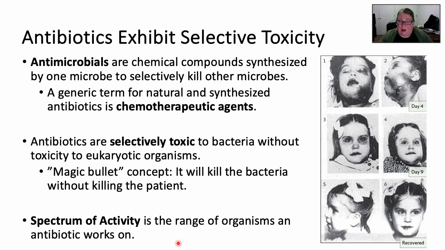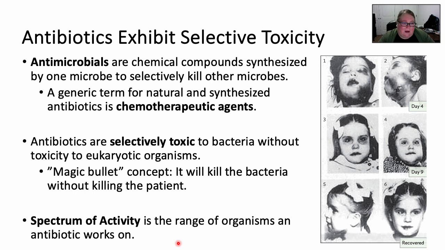So if we think back to how we discovered penicillin, one of the things that happened is that mold made an antibiotic that killed all the bacteria around it, so that mold could have all the resources available to it. Okay, the penicillin, that chemical that it made, that's an antimicrobial. Now, antimicrobials can be natural, like what the mold was making, and they can be chemically synthesized in a lab. So we have an umbrella term that doesn't separate natural versus synthetically made antibiotics, and that is chemotherapeutic agents. Okay, so this is just an umbrella term for all antimicrobials.